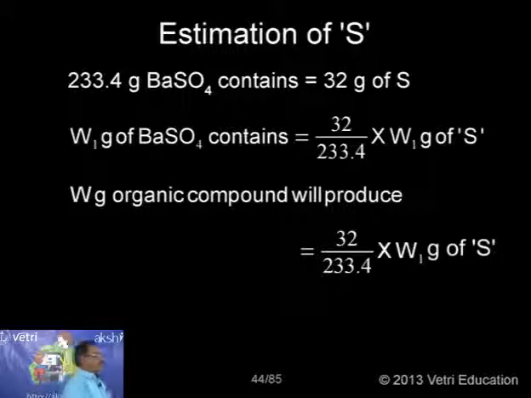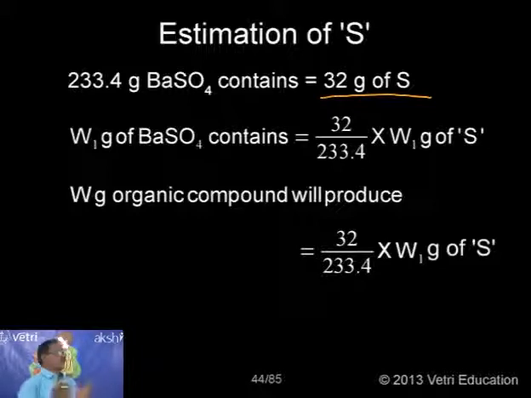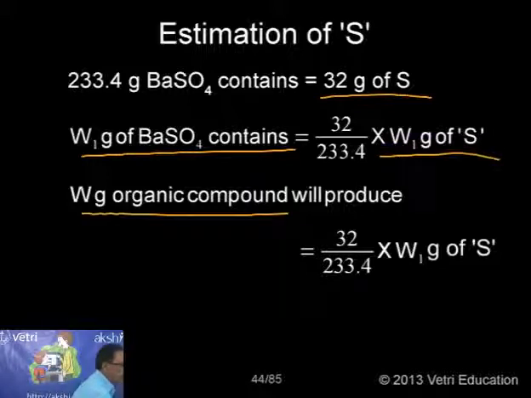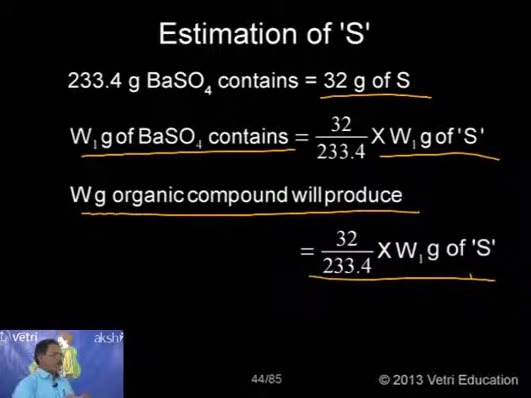233.4 grams of barium sulfate contains 32 grams of sulfur. From the barium sulfate molecular formula, we know it contains one sulfur, so 32 grams of sulfur. Therefore, W1 grams of barium sulfate, the amount of barium sulfate precipitated, contains 32 divided by 233.4 into W1 grams of sulfur. So W grams of organic compound will produce 32 divided by 233.4 into W1 grams of sulfur.